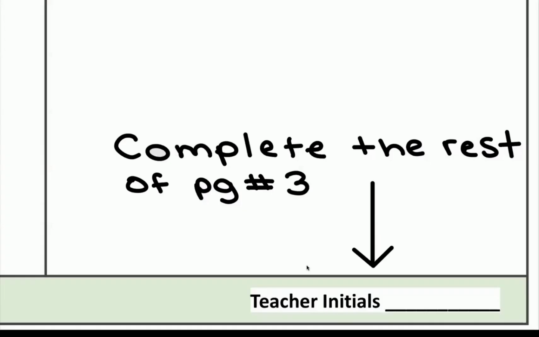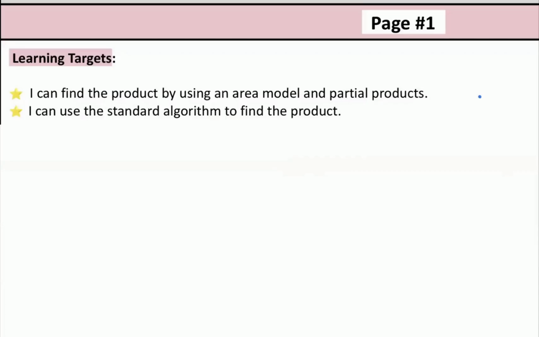Complete the rest of page 3, then check in with your teacher to get additional feedback. Come back to the video when you're ready for page 4. Let's take a quick look back at our learning targets. On pages 1 through 3, we worked on our first learning target using the area model and partial products. Now we're going to move on to our next 3 pages and practice the standard algorithm. So let's look at page 4.